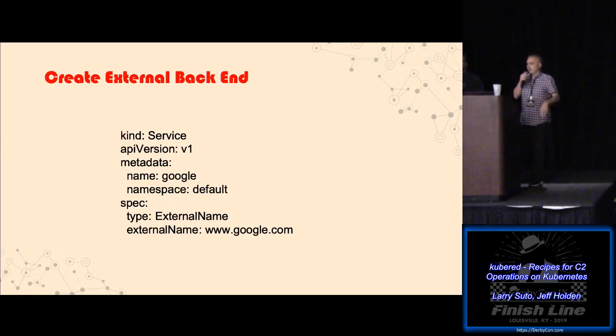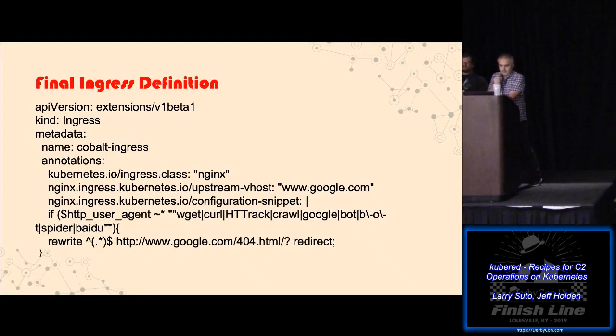Then if you want to do sinkholing, you'll have to create a backend, and that's something outside of the cluster. So if something doesn't match on the Ingress inbound in your filtering rule, then you can send it to what's called an external name, and this would be something like google.com.